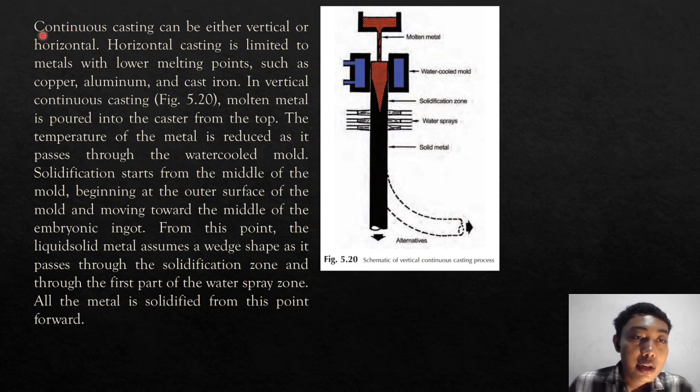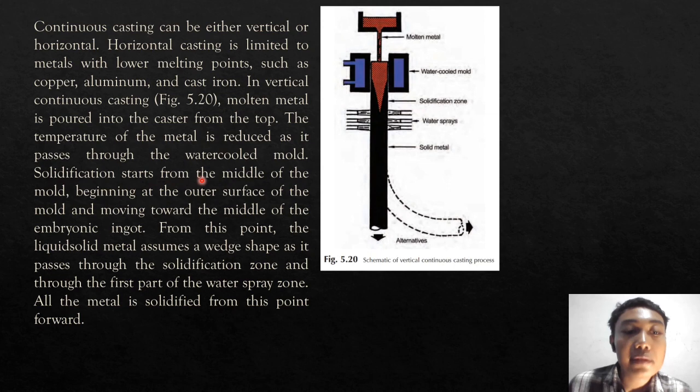Okay. Continuous casting can be either vertical or horizontal. Horizontal casting is limited to metals with lower melting points, such as copper, aluminum, and cast iron. In vertical continuous casting, Figure 5.20, molten metal is poured into the caster from the top. The temperature of the metal is reduced as it passes through the water-cooled mold.